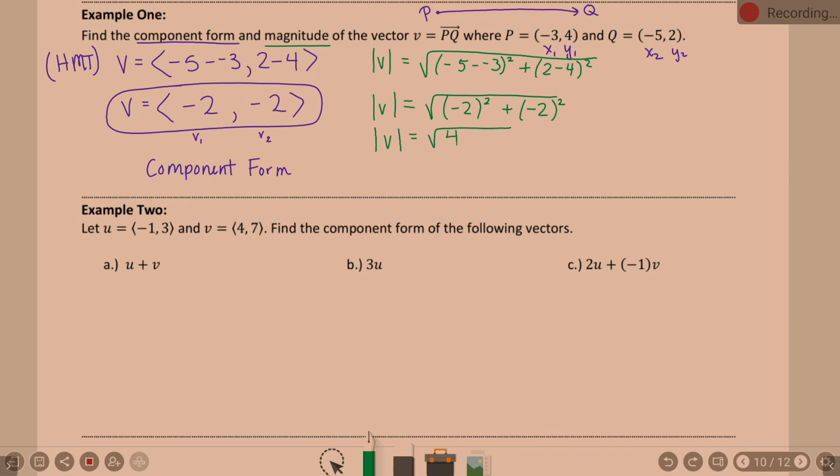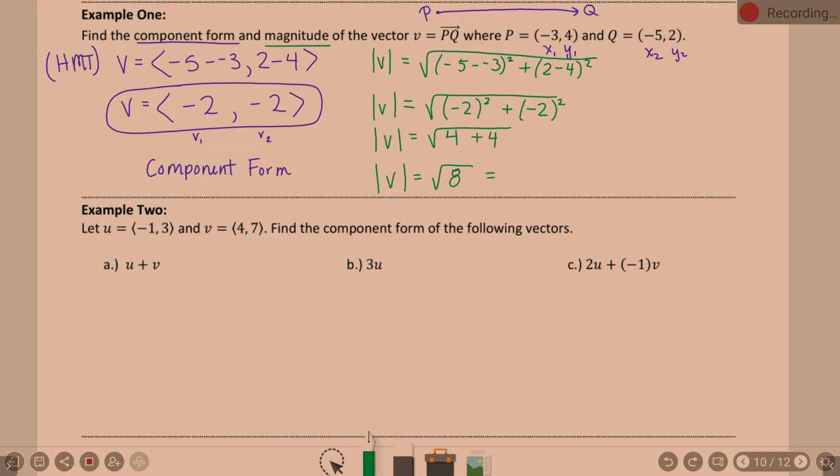Negative 2 squared again is 4. What do we know about 4 plus 4? 8. It's 8. Okay. And what do you know about the square root of 8? It can be rationalized to 2 square root of 2? Okay. Oh, yeah, right. Yeah.